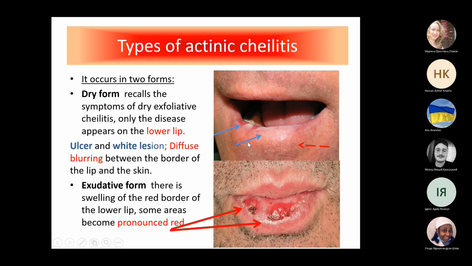Types of actinic cheilitis: dry form and exudative form. The dry form resembles the symptoms of dry exfoliative cheilitis, only the disease appears on the lower lip. The line between the red rim, red border and skin is hidden. So it is very close to meteorologic cheilitis, but predominantly only on the lower lip. Ulcer and white lesion as well is typical, with diffuse blurring between the border of the lip and the skin.